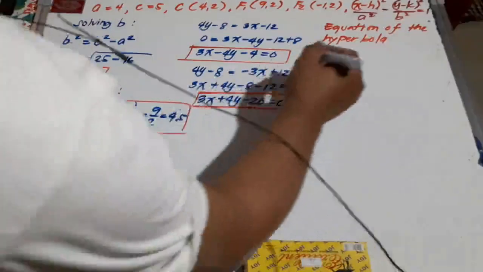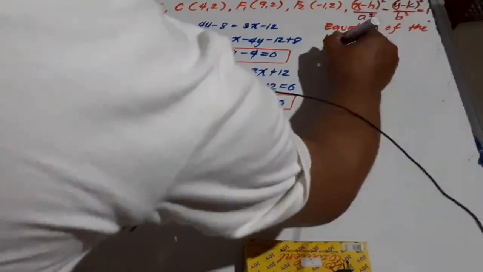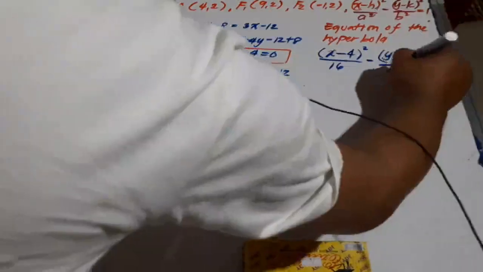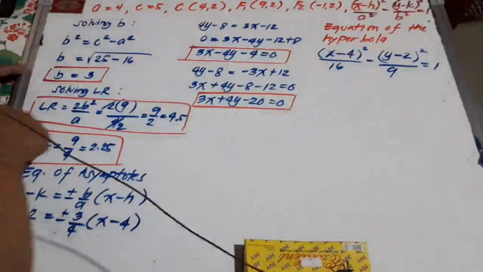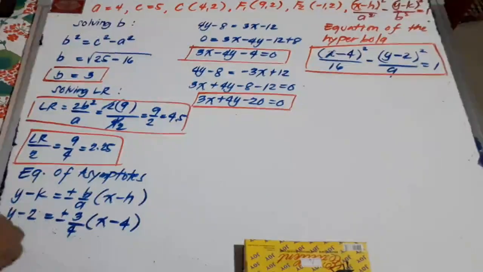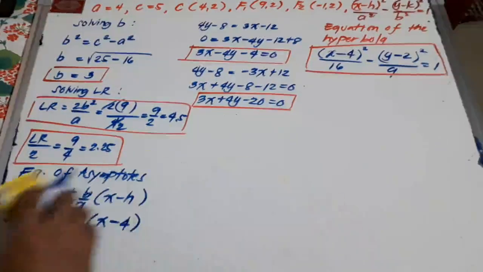So, the equation is just simply x minus h, which is x minus 4, squared over a squared. Square of 4 is 16. Minus, sorry, squared, y minus k, k is 2, over b squared, 3 squared is 9. Okay? So, meron na tayong sagot sa equation ng hyperbola. Okay? So, pwede nating sketch yung ating hyperbola.